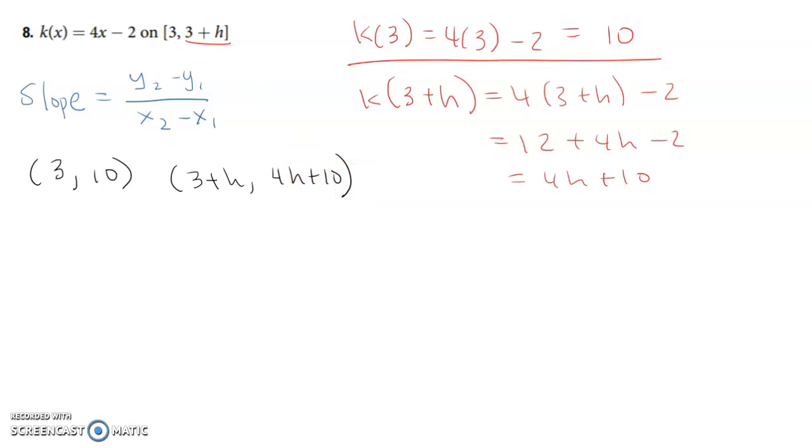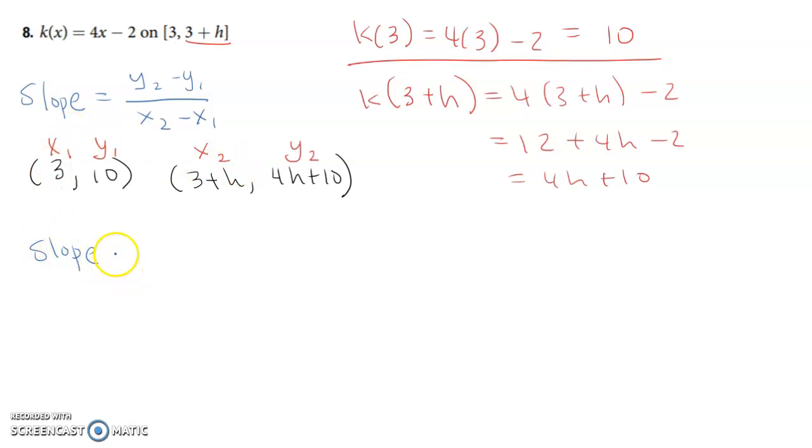Okay, now that we have these, we can mark them appropriately: this is our first x, and this is our first y, and this is our second x, and this is our second y. After we have that, we can plug all of these values into our slope formula.